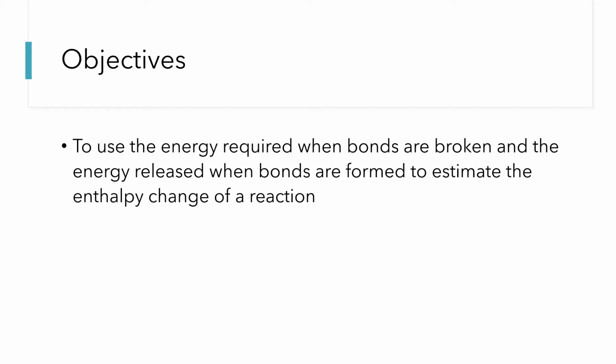The key to this process is to recognize that when bonds are broken, you have to put energy into the system. So that means it's endothermic, the delta H's have a positive sign. And when bonds are formed, it's an exothermic process, and so that energy is released. And so there's an associated negative sign with any bond that's being created.